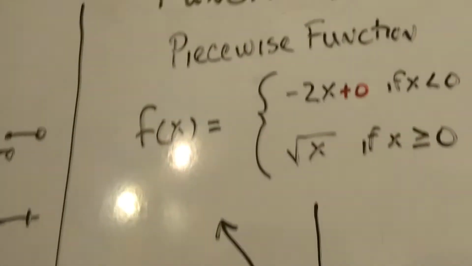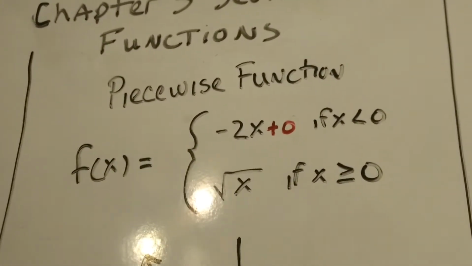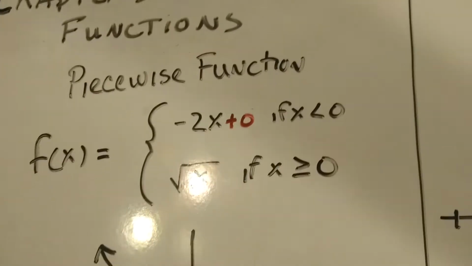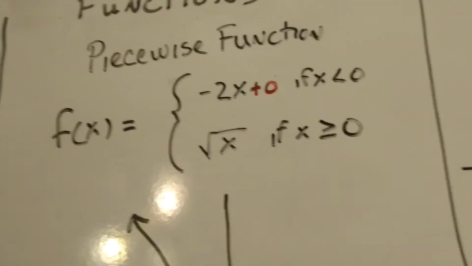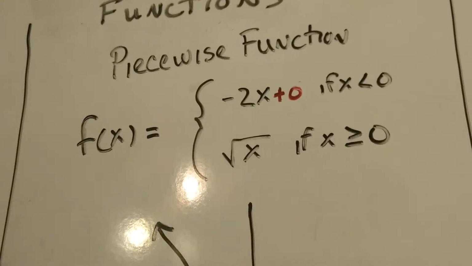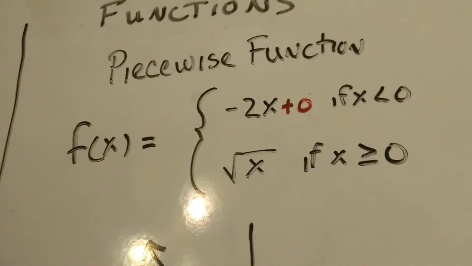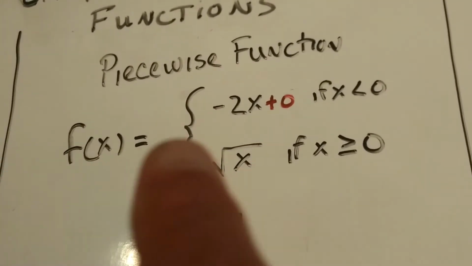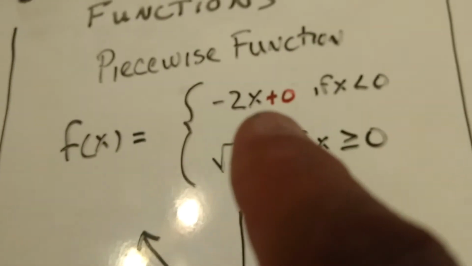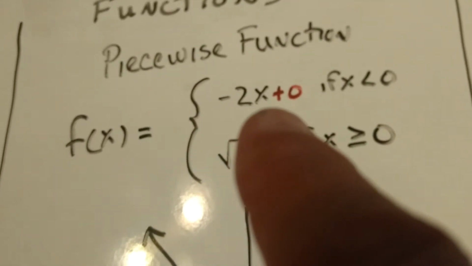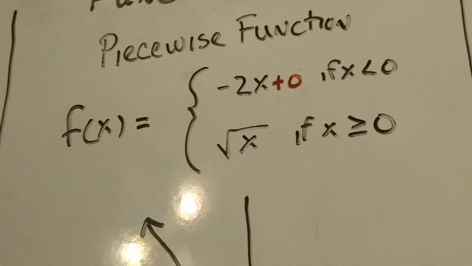Then we come to what's called piecewise functions. Piecewise functions are functions that take parts of different equations. For instance, this one here is example 3. It says f of x is equal to negative 2x plus 0. I put the plus 0 there because I always want to remind myself that this isn't slope-intercept form. And this says for x less than 0.